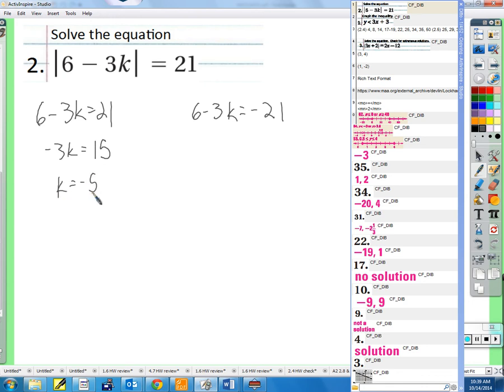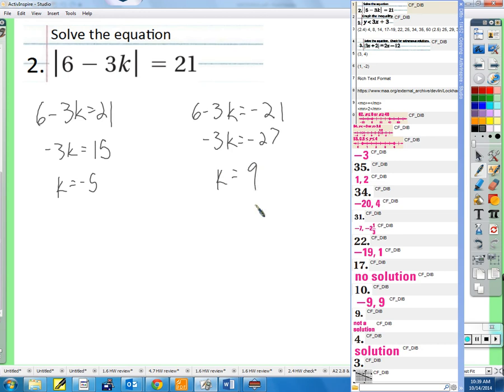Try that out, plug in negative 5: 6 minus a negative 15. 6 plus 15, that's going to be 21. Negative 3k is equal to negative 27, k is equal to positive 9.